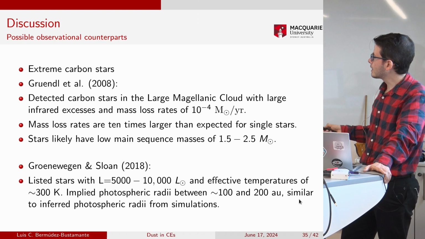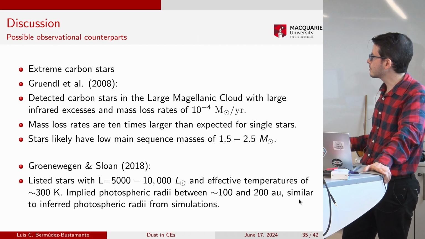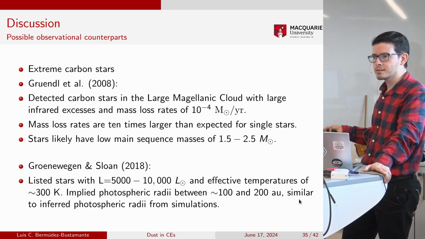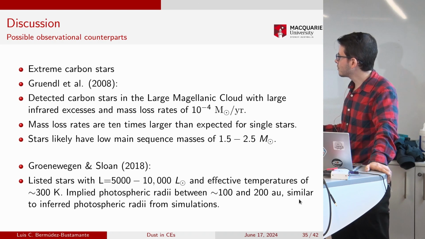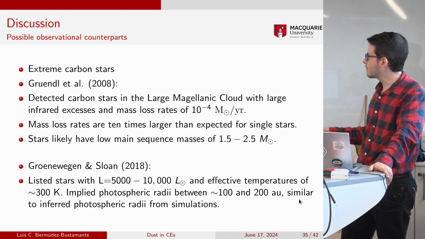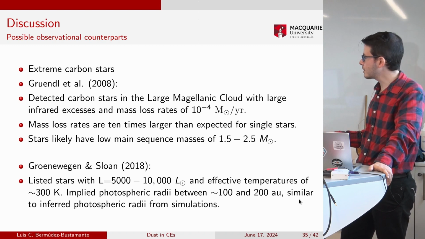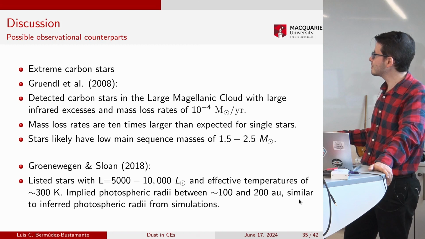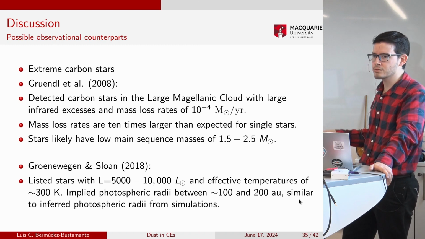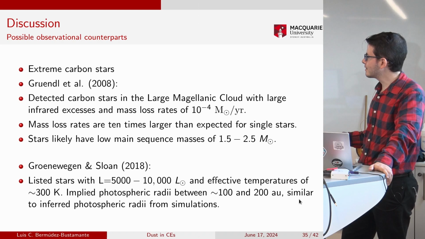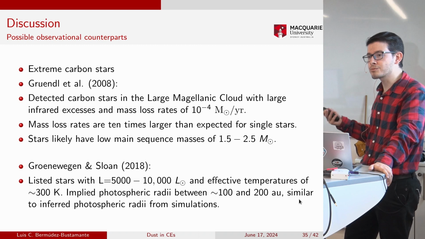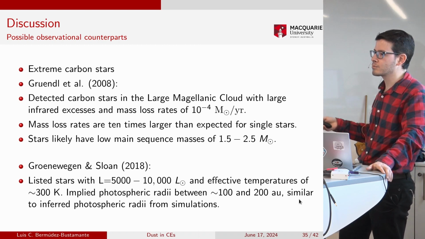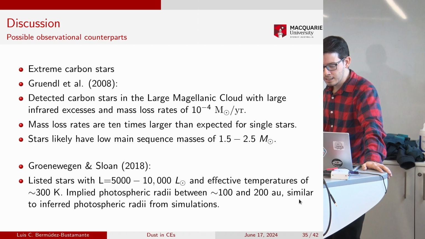So these authors made observations, sorry, and they derived luminosities for these stars of 5,000 or 10,000 solar luminosities with effective temperatures of 3,000 kelvins. So that means that the implied photospheric radii is between 100 and 200 astronomical units. And that is similar to what we derive in our simulations.